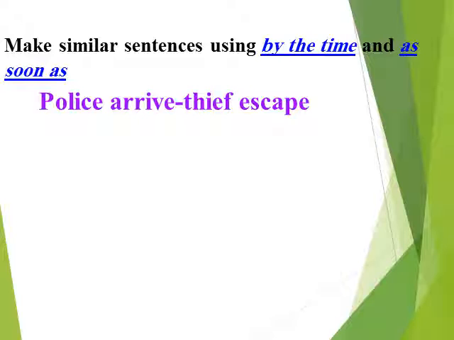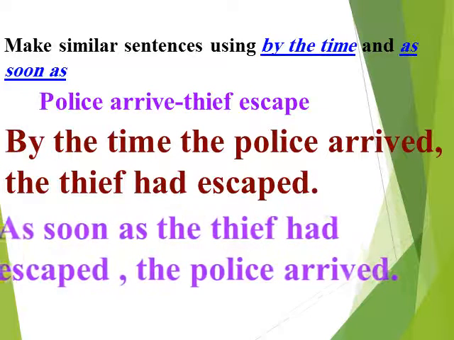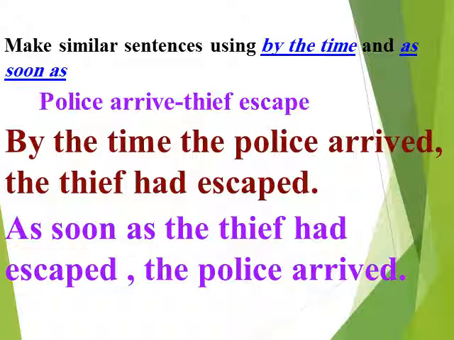Use by the time and as soon as. Which action happened first? The thief escaped. Which action happened next? Yes, the police arrived. So by the time the police arrived, the thief had escaped. As soon as the thief had escaped, the police arrived.